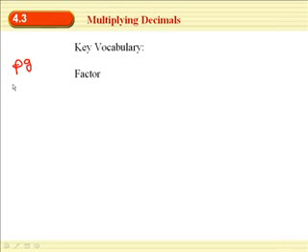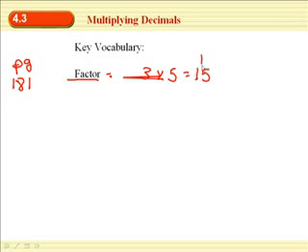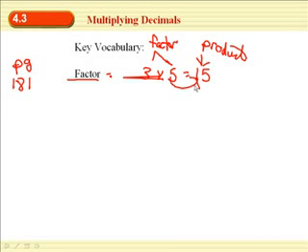I am on page 181, and our vocabulary is factor, and I'm going to do this with an example. 3 times 5 equals 15. This right here is called the product. The product is the answer to a multiplication problem. The factors are the numbers that you multiply to get the product. Or we can say 3 is a factor of 15 because 3 can go into 15 5 times. Factors go evenly into the product and they multiply to make the product. So that's a factor.